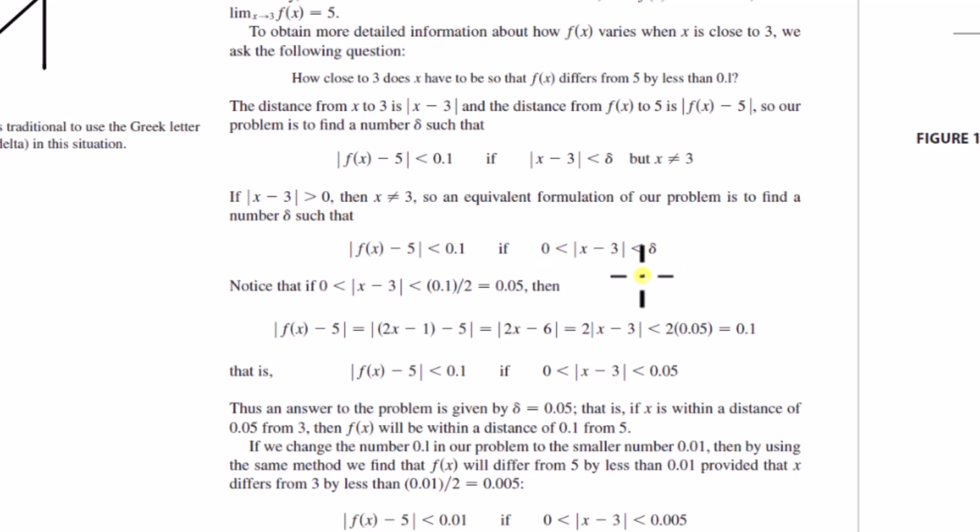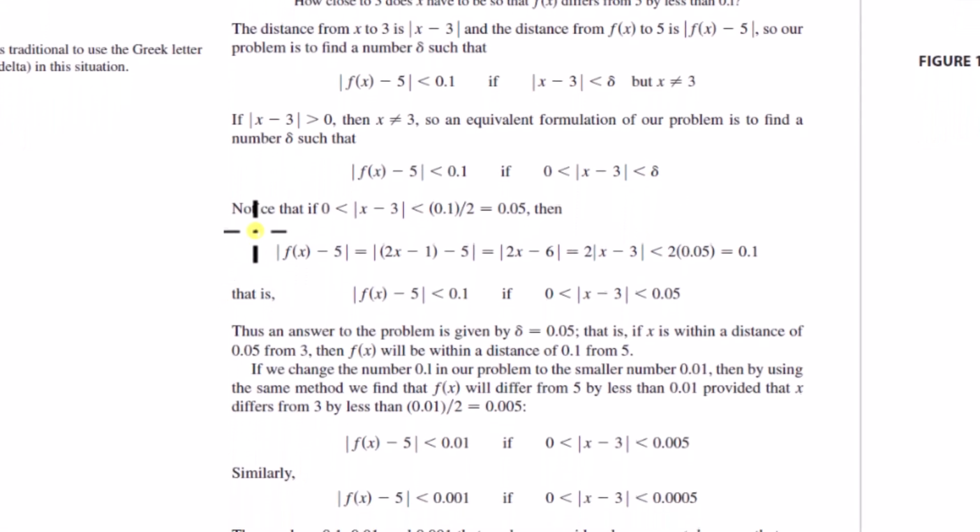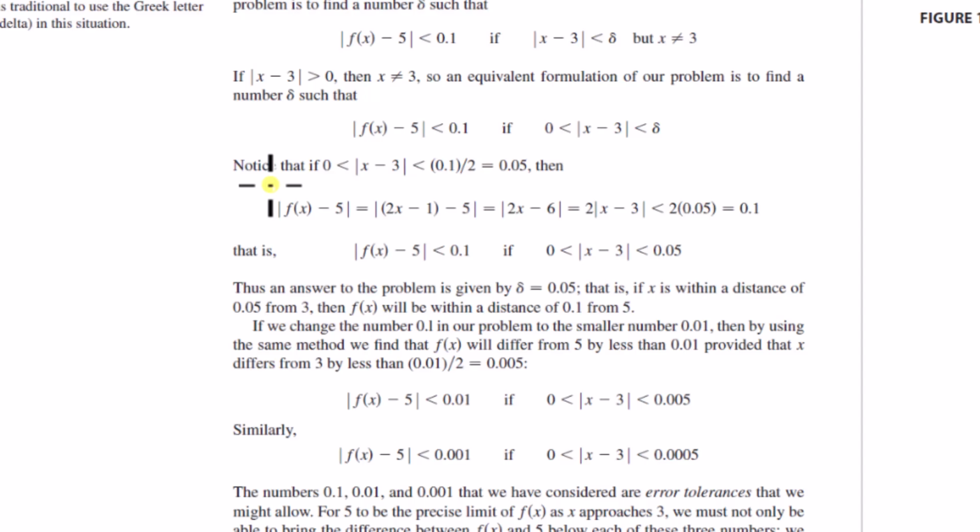So what does delta need to be? Okay, so what they do is they say that, notice that if we said that delta was equal to 0.05, and we don't know why they're saying that at the moment, so let's just say delta was equal to 0.05, to where 0.05 is 0.1 divided by 2. Let's just say that.